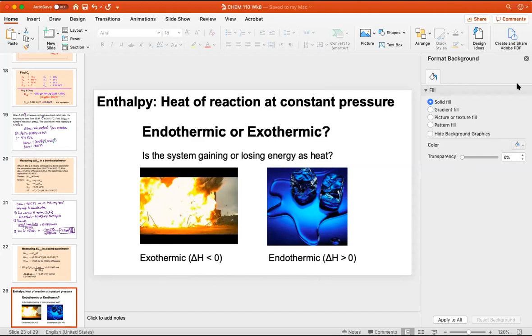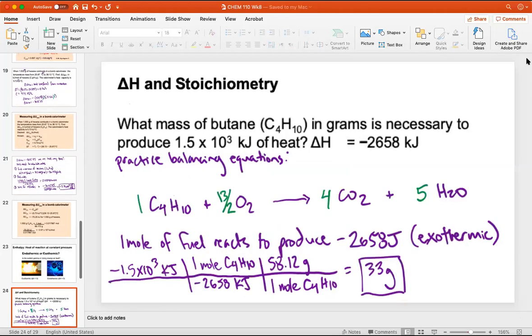So if we think about everything that we know so far in terms of enthalpy and stoichiometry, we can then do some really cool calculations. For example, we can calculate what mass of butane in grams is necessary to produce 1.5 times 10 to the third kilojoules of heat. So we can anticipate how much heat we're going to get out of burning a fuel. If you want practice balancing an equation, this is a great opportunity to do so. This is an example of, again, a combustion reaction. If we have 1 mole of fuel that reacts to produce negative 2,658 kilojoules, we know that it's an exothermic reaction because of that negative sign.